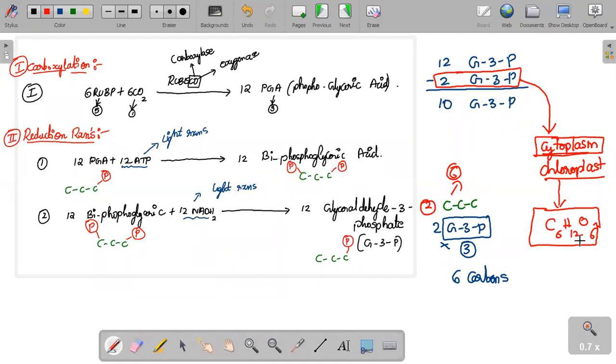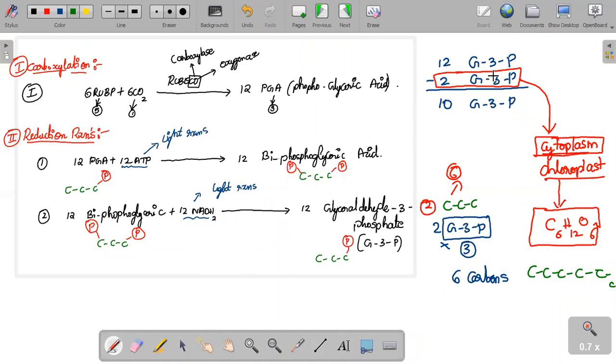And now go and see your glucose also. Glucose is having how many carbons inside it? It is also having 6 carbons. So the valuation is correct or not?